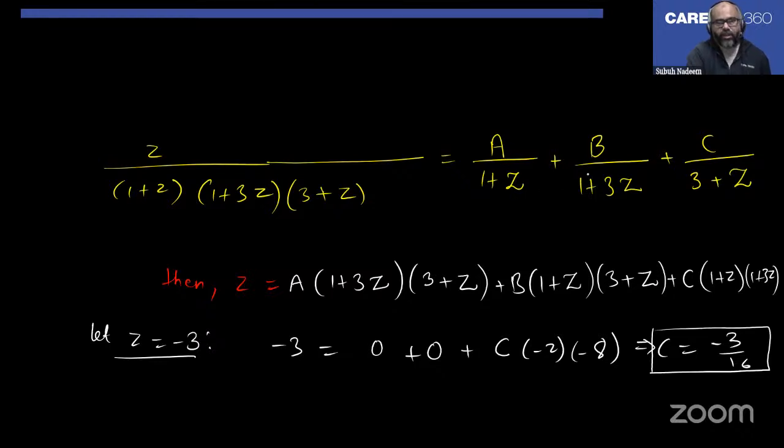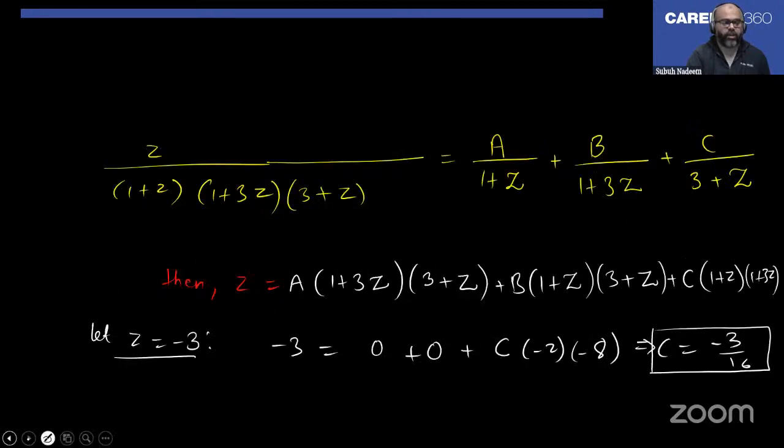So a by 1 plus z plus b by 1 plus 3z plus c by 3 plus z. Yeah, another mistake which happened here, I think. Yeah, that is fine. So z is equal to a into 1 plus 3z into 3 plus z plus b into 1 plus z into 3 plus z plus c into 1 plus z into 1 plus 3z. So we put z is equal to minus 3. So this will be minus 3 here. This will become 0. This will become 0. And this will become 1 minus 3 is minus 2, and 1 minus 9 is minus 8. So this will become 16. Okay, c is equal to minus 3 by 16.